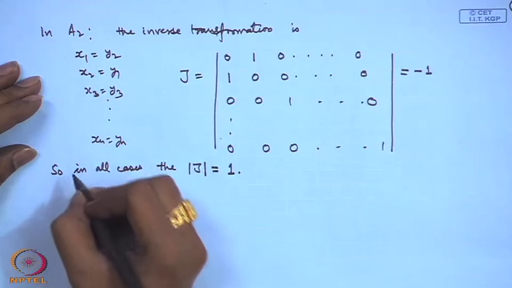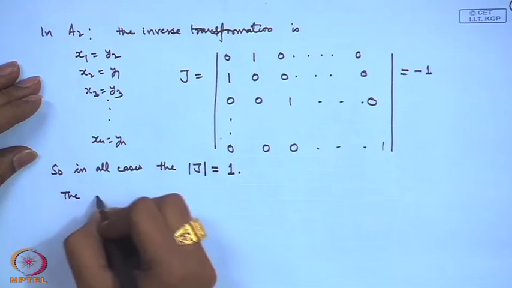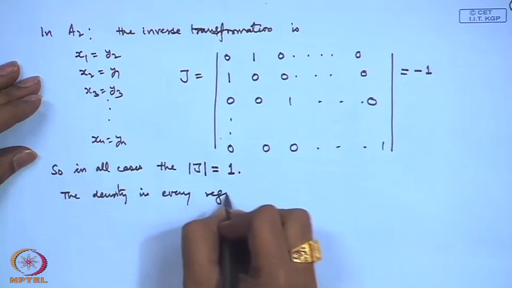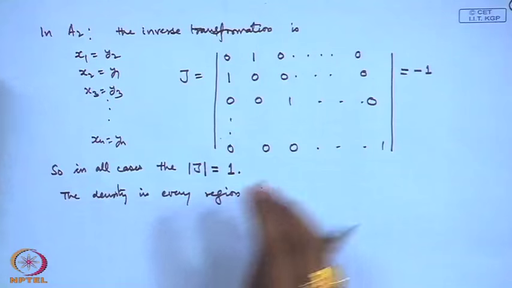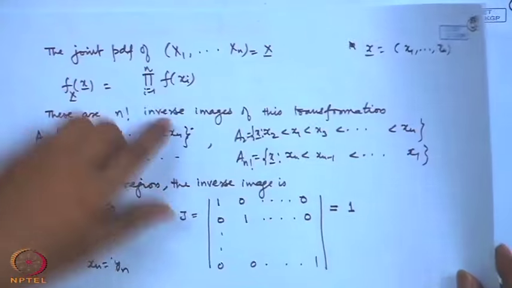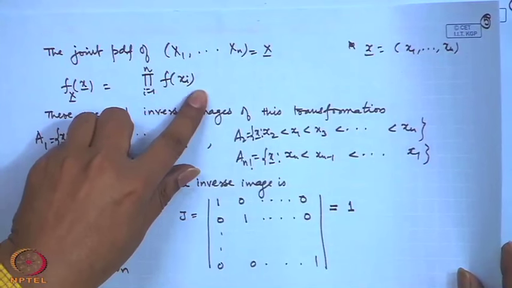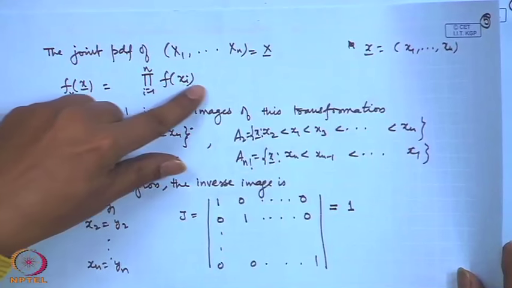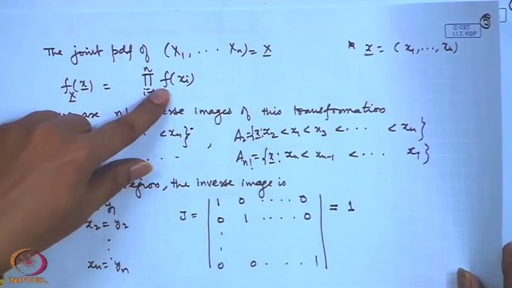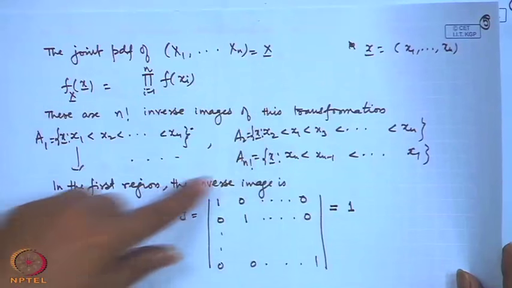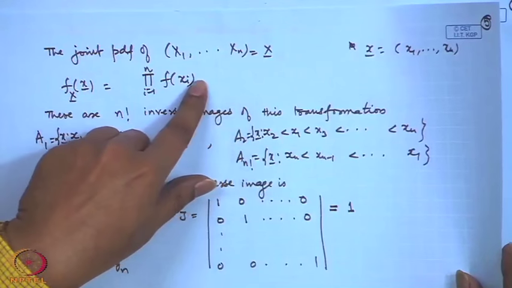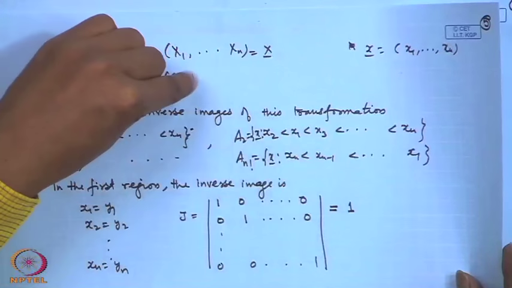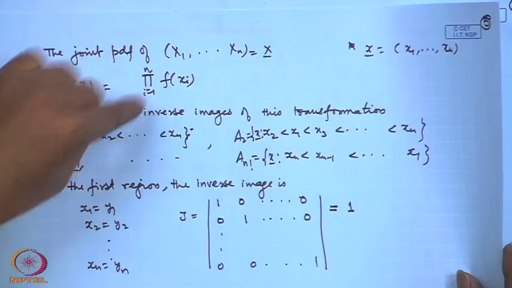Now, look at the density. The density in every region is interesting. Here all the terms are coming, f(x1), f(x2), ..., f(xn). When you consider the inverse transformation in the first region, it is f(y1), f(y2), ..., f(yn). In the second one, it will be f(y2), f(y1), ..., f(yn). In the last region, it will become f(yn), f(y2), ..., f(yn-1), f(y1). That means all the time the n terms are coming, but they may be in any order; ultimately it is the product.